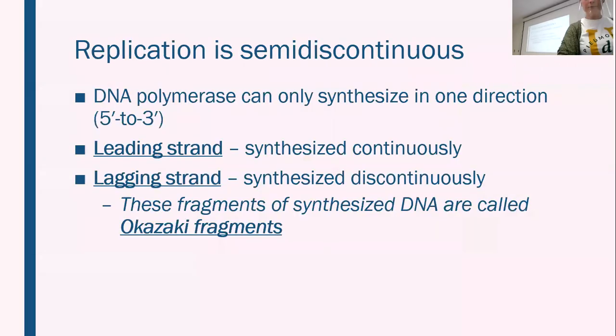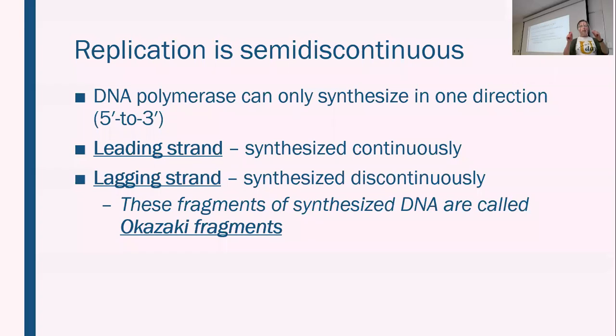All right. So this is the trickiest part about replication. So we're going to walk through it a couple times as we go through this chapter. Replication is semidiscontinuous. What does that mean? So we've talked about polymerases, right? They can only make copies in one direction. They can only make a copy in 5' to 3'.